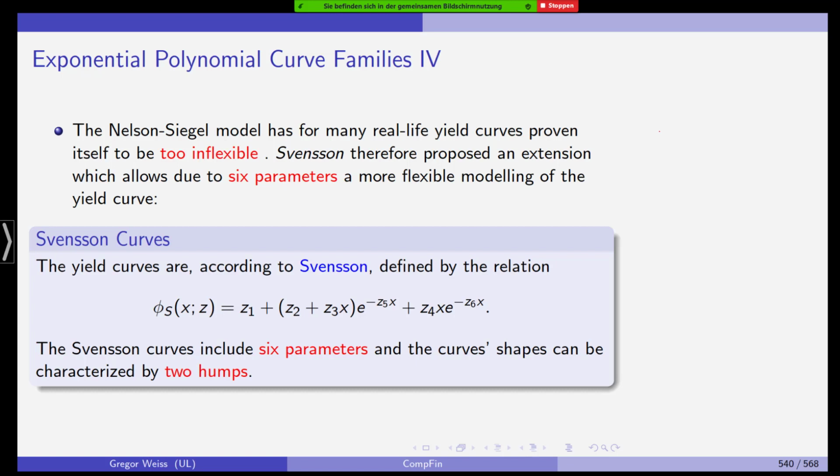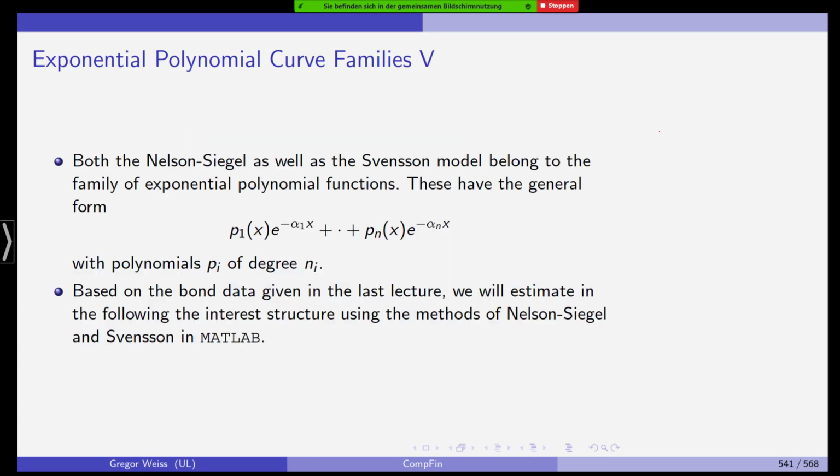It's smooth. It's a parsimonious model. It only has 6 parameters, and the curves are given by z1 plus z2 plus z3 times x times the exponential function plus z4 times x times yet again the exponential function. Both Nelson-Siegel and Swenson belong to the family of exponential polynomial functions. These have a very general form: a polynomial p1 times the exponential function, plus a second polynomial, again times the exponential function. That's why they are called exponential polynomial functions.